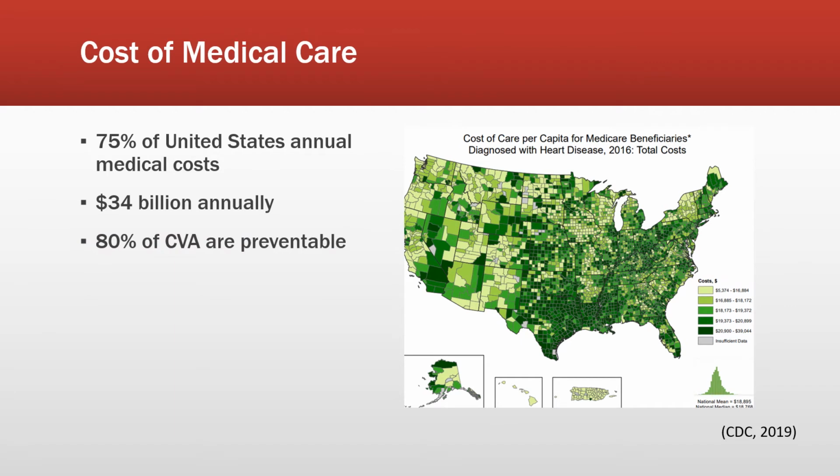Cost of medical care: approximately 80% of all strokes in the United States are preventable, guys. It's estimated that $34 billion annually is spent on disability-related costs that are due to strokes. Guys, that's kind of astronomical when you think about it. 80% of all strokes are preventable.